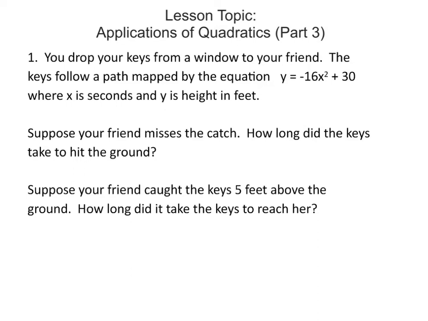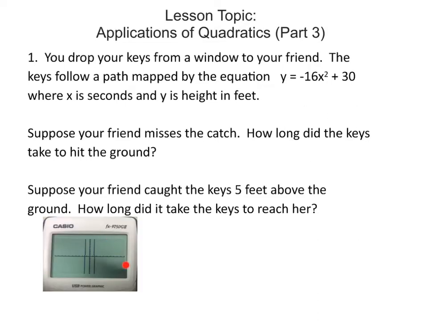It says, you drop your keys from a window to your friend. The keys follow a path mapped by the equation y equals negative 16x squared plus 30, where x is seconds and y is height in feet. Alright, so we're going to start right away by putting this into our calculator for y1. We don't have to come up with the equation ourselves, we already have it. So go ahead and put that in your calculator and then graph it and see what it looks like, and then we're going to talk about what to do next.